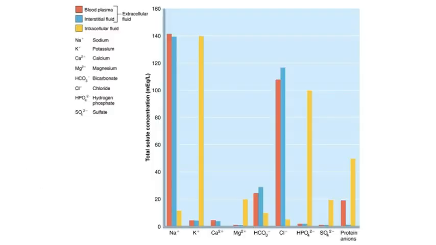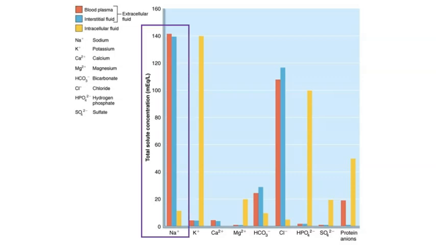So this chart here summarizes the important ions that are found in the blood plasma, which is shown in red, in the tissue or the interstitial fluid, which is shown in blue, and the intracellular fluid, which is shown in yellow. The major positively charged ions that are found in both the blood plasma and the interstitial or the tissue fluid is sodium, which is abbreviated Na+. That's shown on the far left side of this chart.